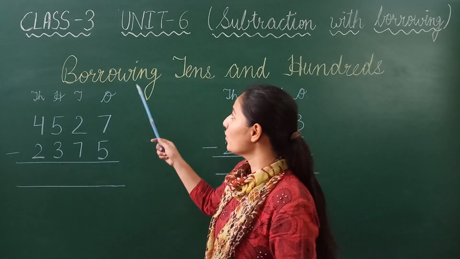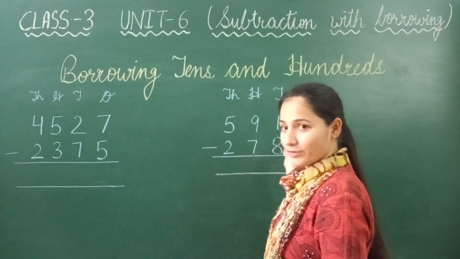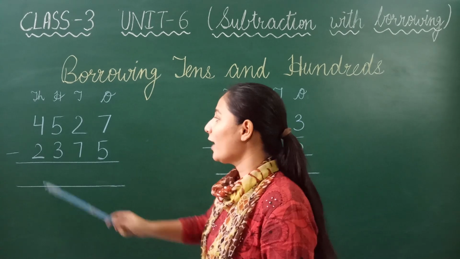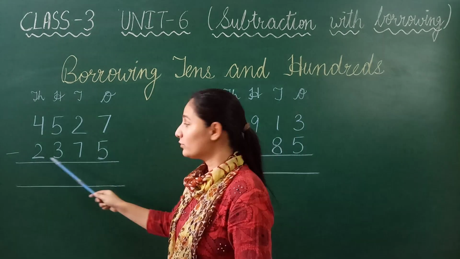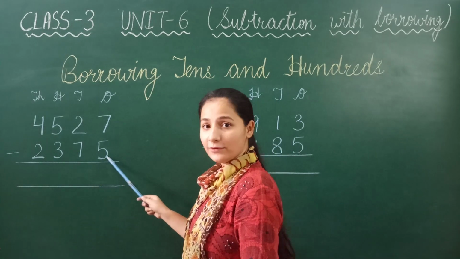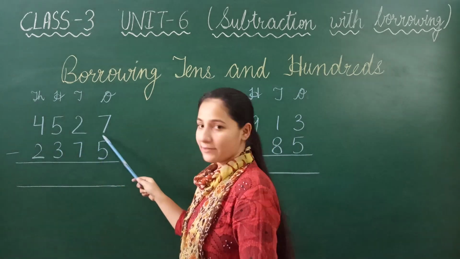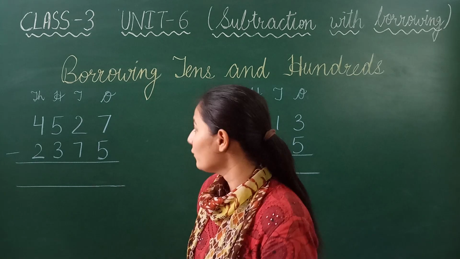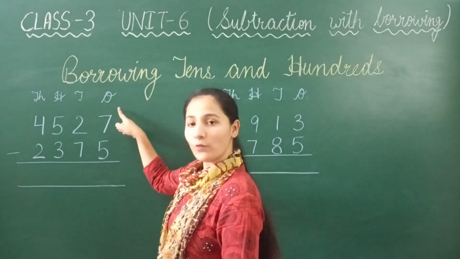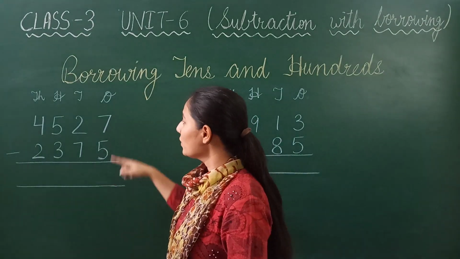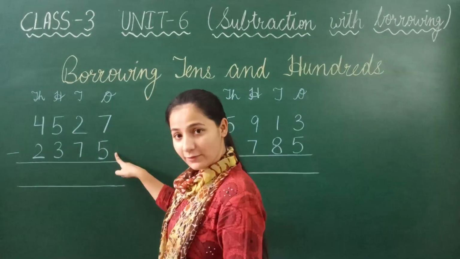Now let's do borrowing tens and hundreds. Now see, we have to subtract 2375 from 4527. So let's subtract it. We know that we always start from ones place digit. So what is 7 minus 5?